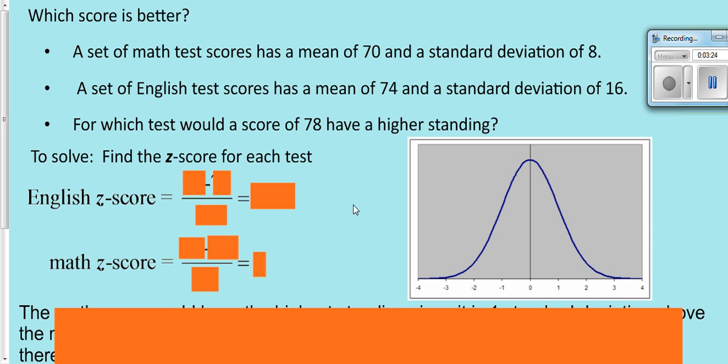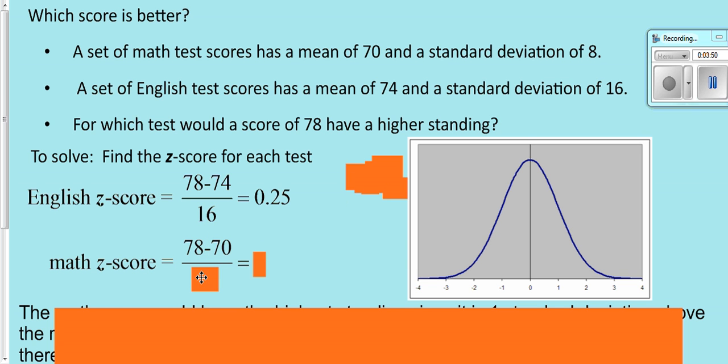Z-scores basically allow you to compare apples to oranges. So we take our mean for our English, which is 74, our standard deviation of our English, our 78 score. We subtract on top, we get 4. 4 over 16 is a quarter, so we get that. For our math, we take our 78 minus our mean of 70 over our standard deviation of 8. We subtract, we divide, we get 8 over 8, we get 1. So the math gives us a z-score of 1.